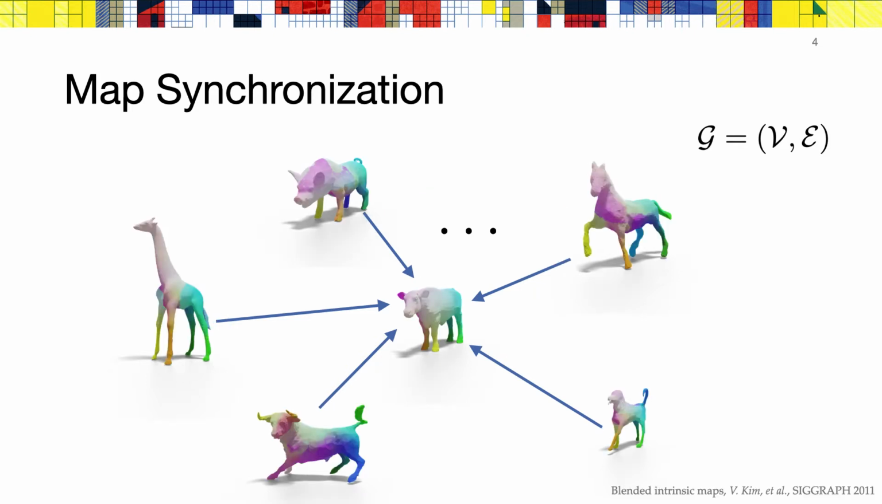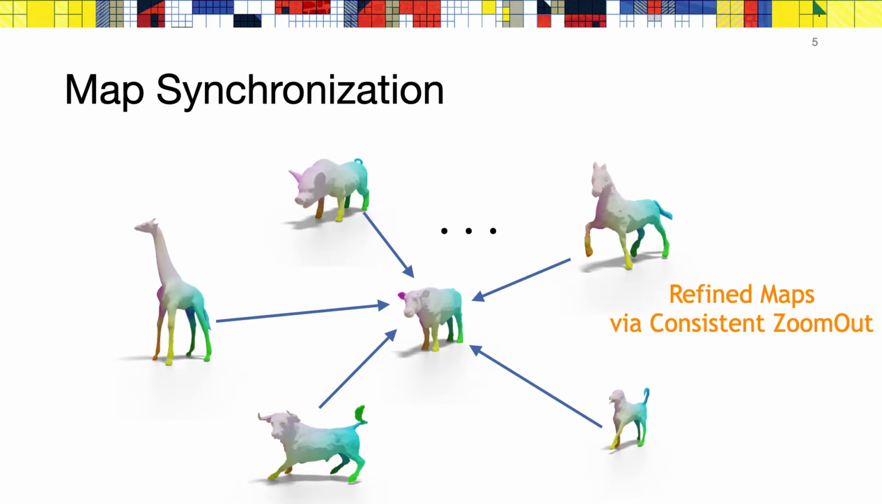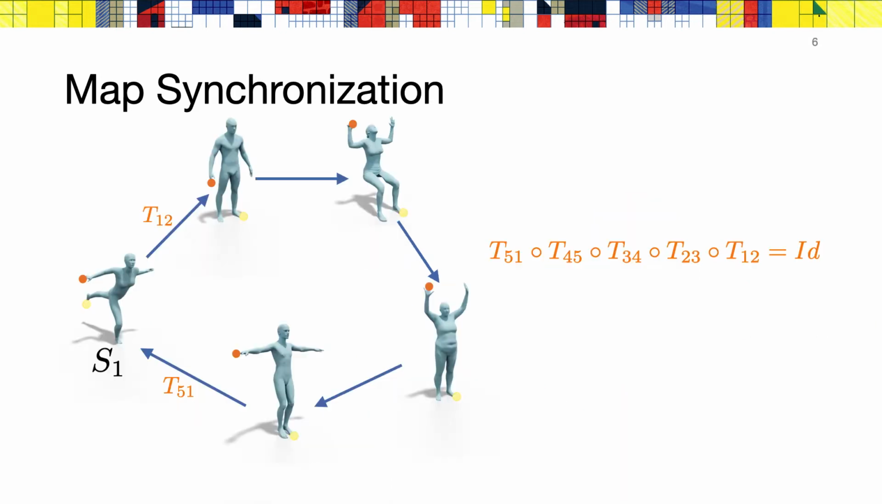Here, we show some typical initial maps computed by blended intrinsic maps. Such maps can be noisy and inconsistent. The goal of map synchronization is then to refine these maps by leveraging the information contained in the map network. With the consistent ZoomOut method I'm going to introduce, we can synchronize and improve the map quality. Here we show the refined maps of our method. We can see they are both more accurate and more consistent.